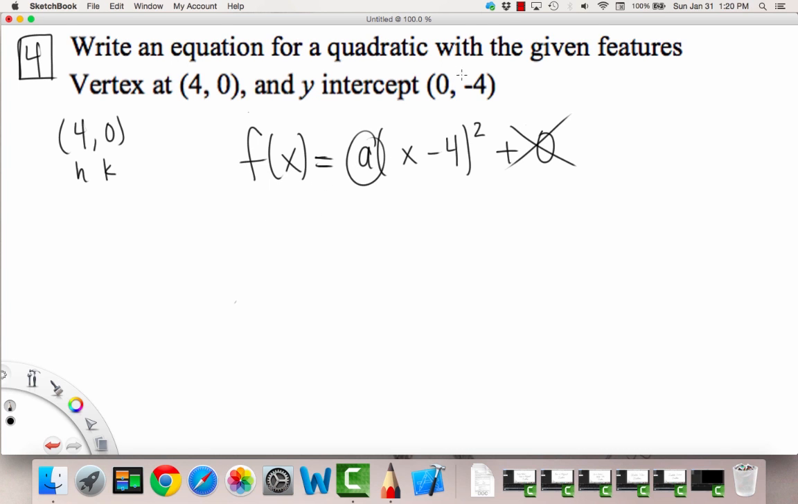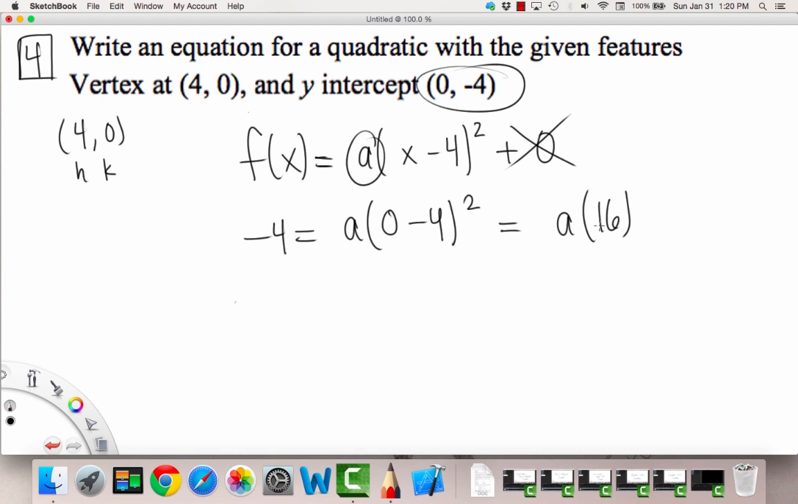And we can do so because we are provided a y-intercept, which is just any point, right? So we can plug in negative 4 is equal to a times 0 minus 4 squared. So then we get this is equal to a times 16, because negative 4 squared is just 16. So if we divide by 16 on both sides, then we get a is equal to negative 1 over 4.